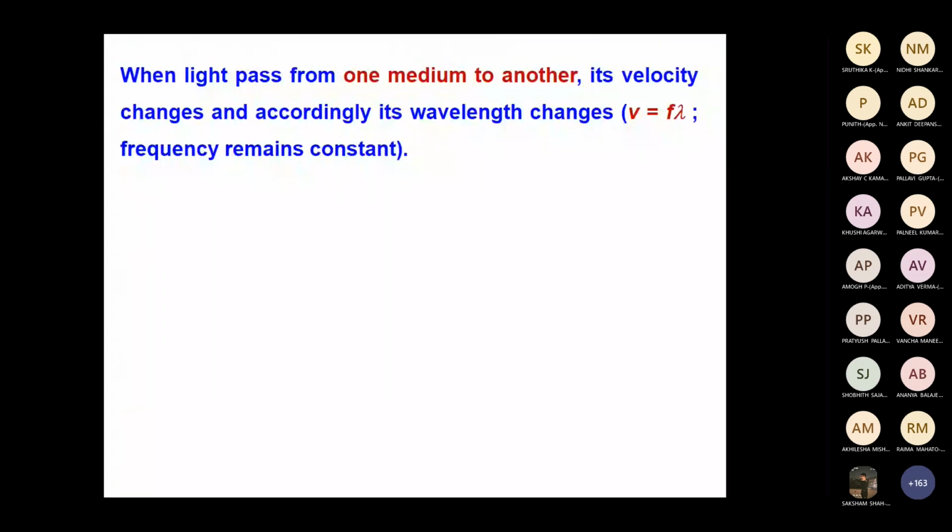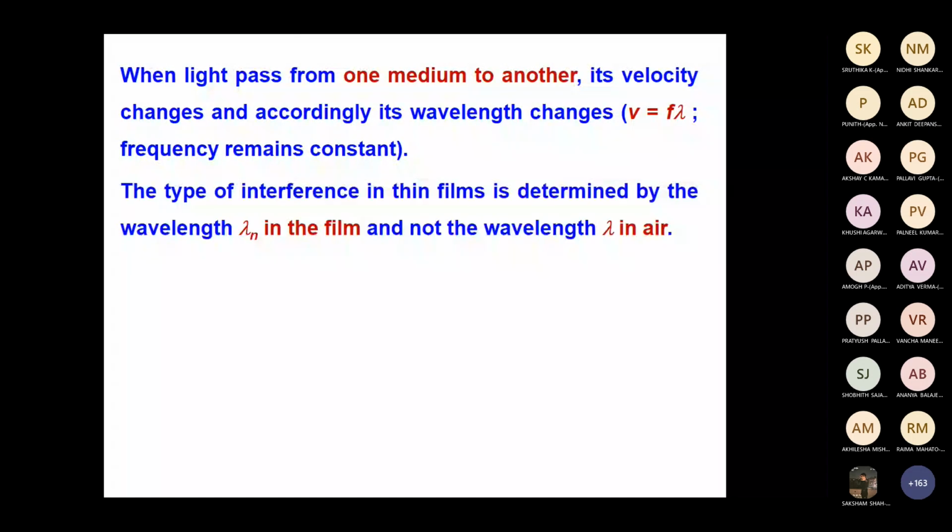We all know that whenever light traverses from one medium to another, its velocity changes and accordingly its wavelength changes. The fact which remains the same is the frequency. The type of interference in thin films is determined by the wavelength in the film, not the wavelength in air. So it is necessary to write down the expression for the wavelength in a film of refractive index n, where lambda is the wavelength of light in vacuum.